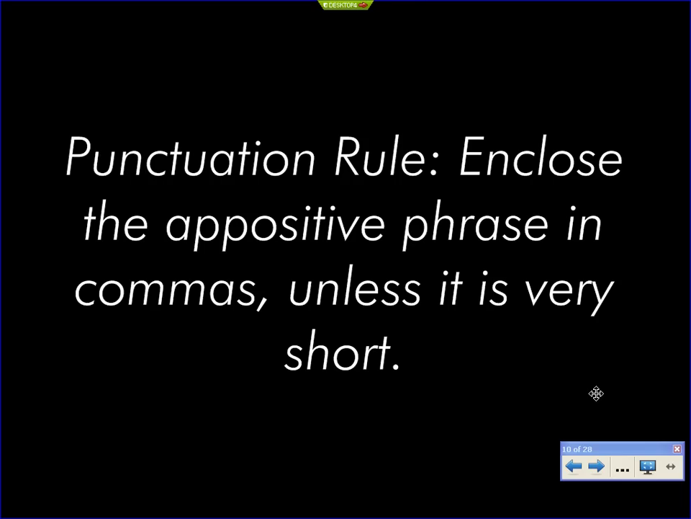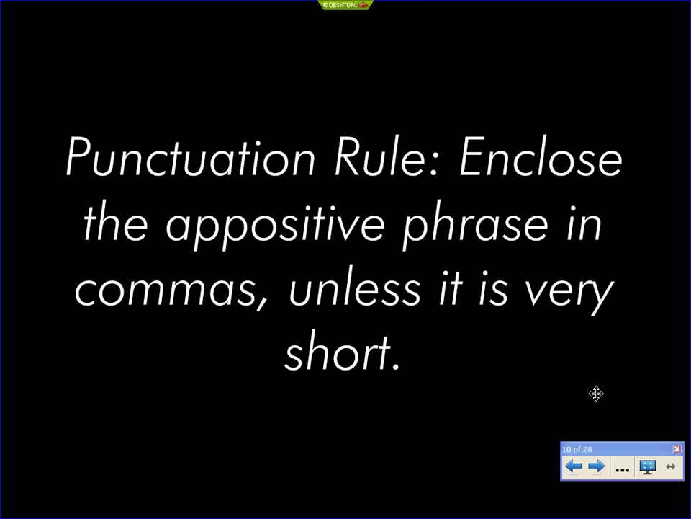So here's one comma rule. Appositives are enclosed in parentheses, or not parentheses, sorry, commas. I made that Freudian slip because commas are kind of like parentheses. You see something in parentheses in a sentence, what does it say to you? What do you know about the information in the parentheses? It can be taken out.